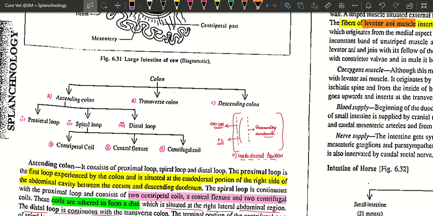Oh, sorry, the central flexure. The caudal flexure is in the duodenum. Here it's the central flexure. Okay, I'll be telling you how the central flexure looks. And then the third is the centrifugal coil.